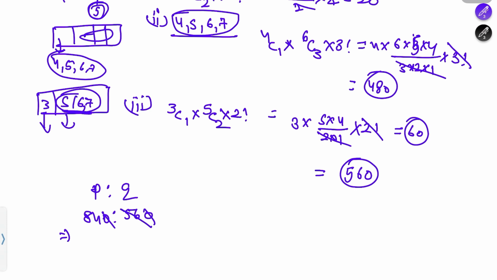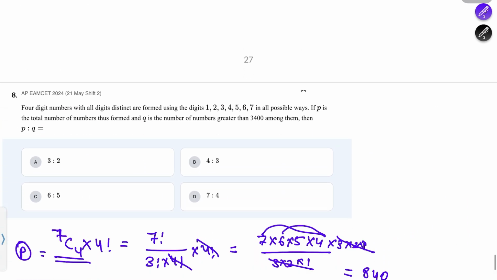The 20s cancel out, 24 and 28. So 28, 28, 28, 3 times and 2 times. So the answer is 3 ratio 2.